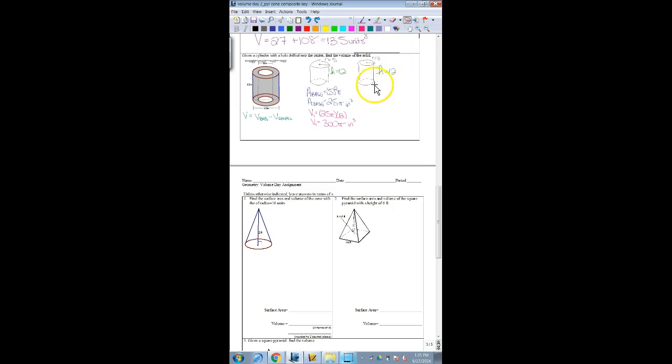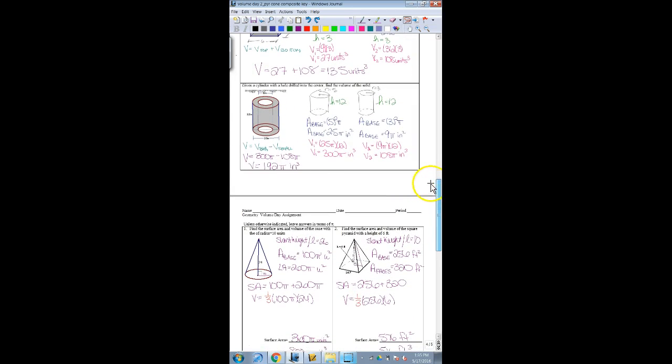Now I will look at our smaller cylinder with the radius of 3 and height of 12. The area of its base is 9 pi. And it will have a volume of 108 pi cubic inches. My original plan was to subtract the small from the big. So our final answer would be 192 pi cubic inches.